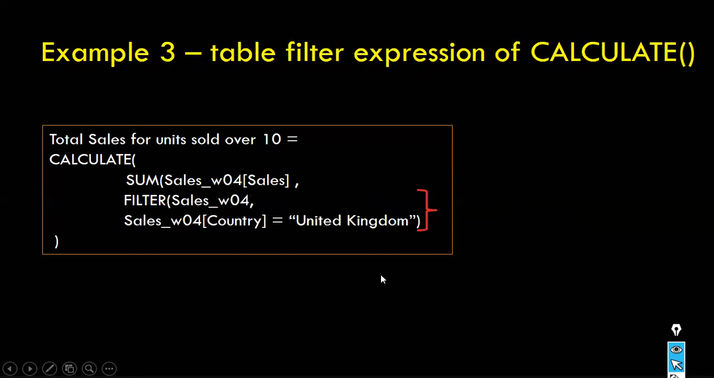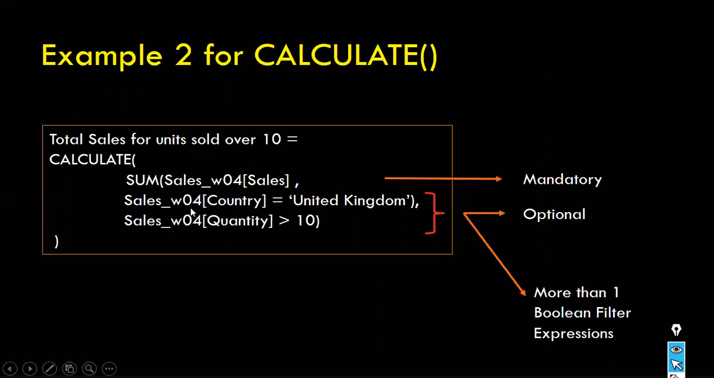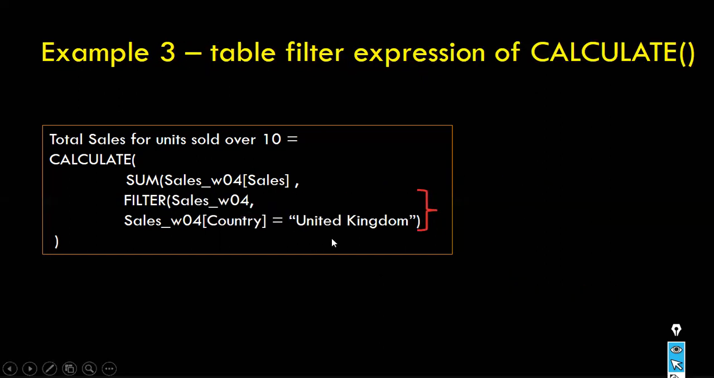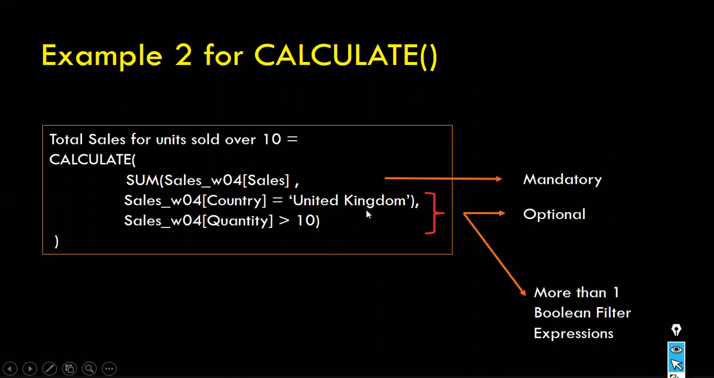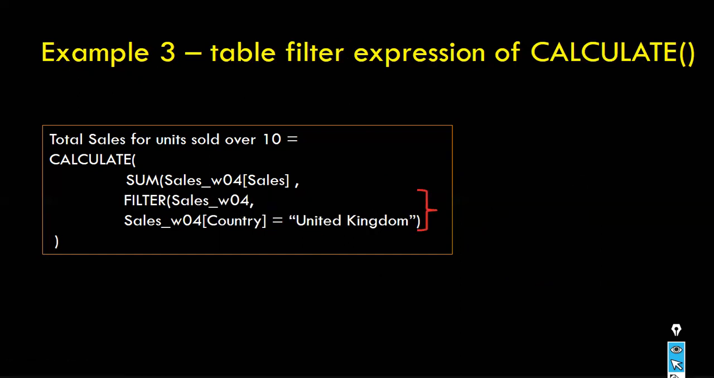And also you can have the filter function. Look here, there is a function called filter. What is the difference between Boolean filter and filter function? The filter function returns a table, whereas the Boolean filter will simply filter those records. It returns a virtual table.